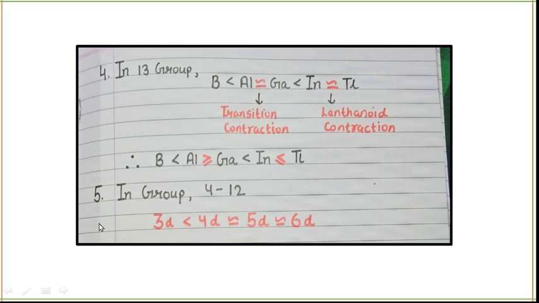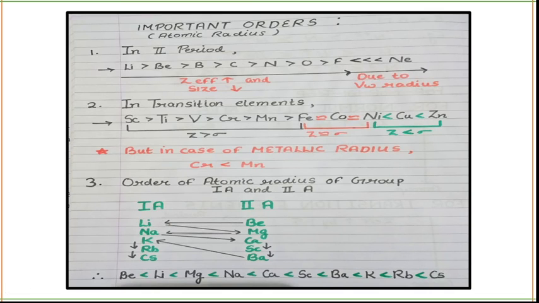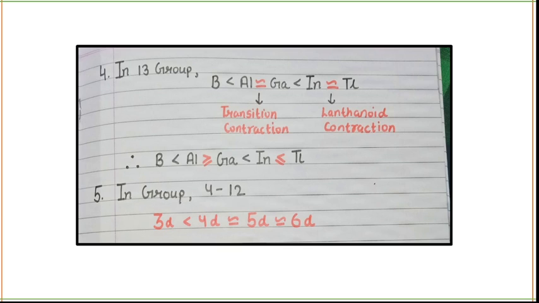But for now, I would suggest please remember this slide and this slide because these are the most important orders of atomic radius. In these two slides, we have covered most of the exceptions which have the most probability of being asked in an exam. And I repeat, in inorganic chemistry, you have to learn the things. So you have to revise them on a daily basis.